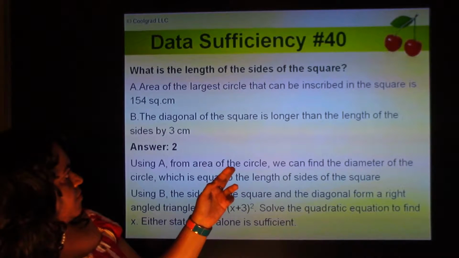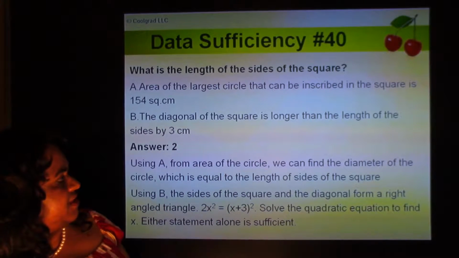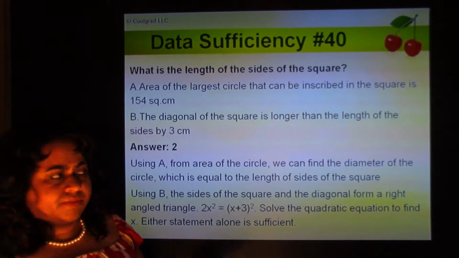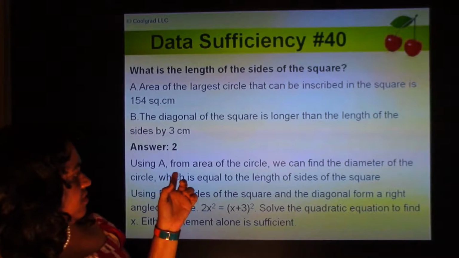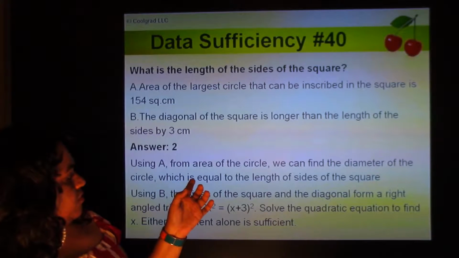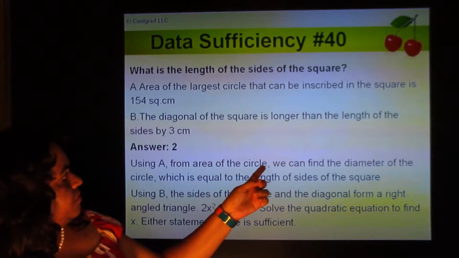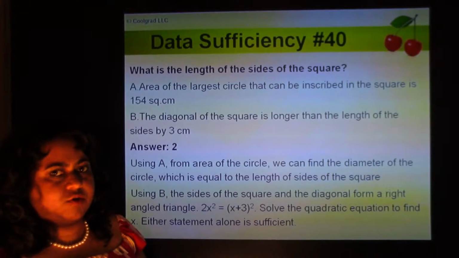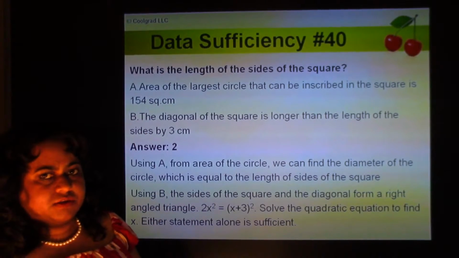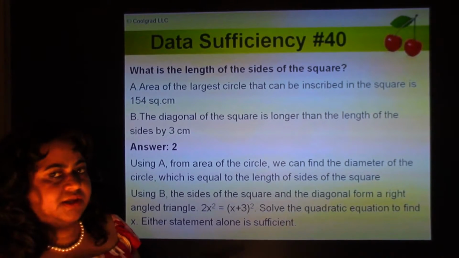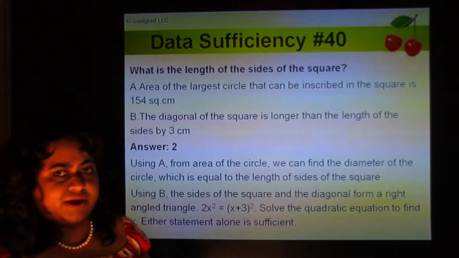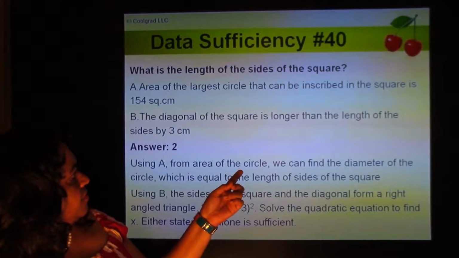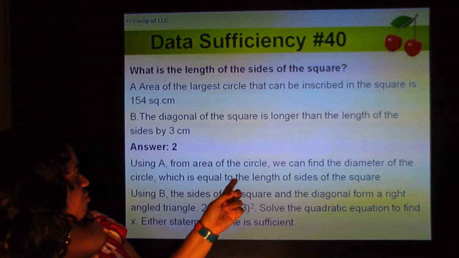From the area of the largest circle that can be inscribed in the square, the radius of the circle is half of the length of the side of the square. So that is pi r square, right? Using the formula, pi r square is 154. So we can solve for r. We know the radius of the circle, and the radius of this largest circle inside the square is nothing but half of the length of the side of the square. So we can find out the length of the square. So this statement alone is clearly sufficient.